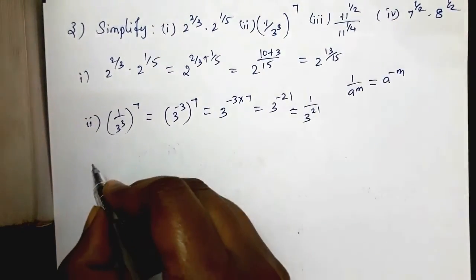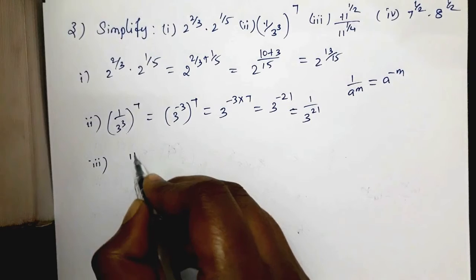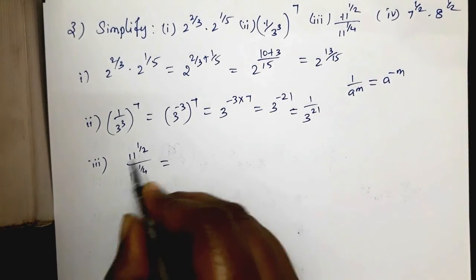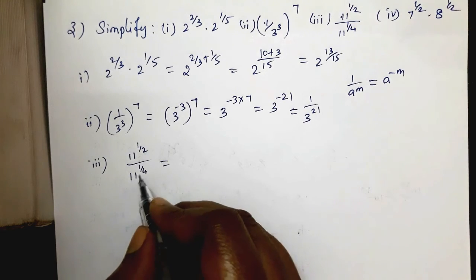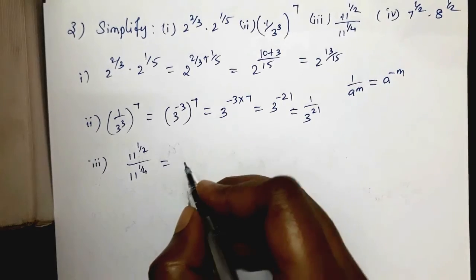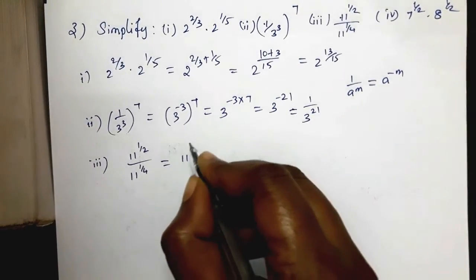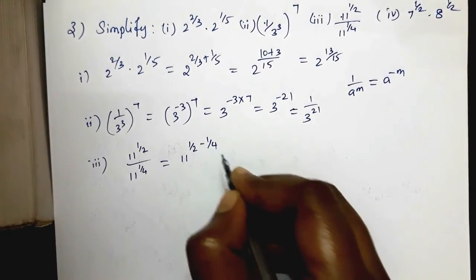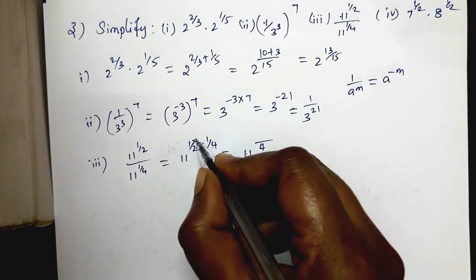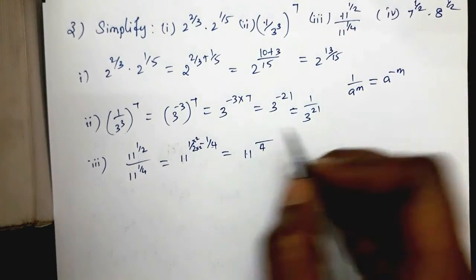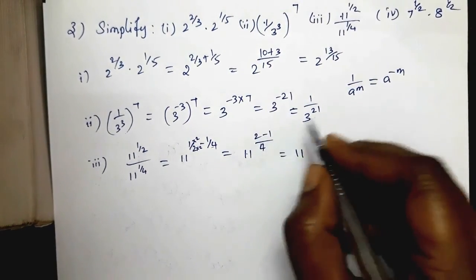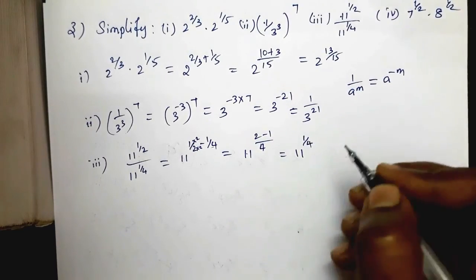Third one, 11 power 1 by 2 divide 11 power 1 by 4. It is in the form of a power p divide a power q. Already we know that a power p divide a power q equal to a power p minus q. So 11 power 1 by 2 minus 1 by 4. Here take LCM. So both numerator and denominator multiply by 2. We will get 4. So 1 2s are 2 minus 1. Now 11 power 2 minus 1 by 4, we will get 11 power 1 divide 4.